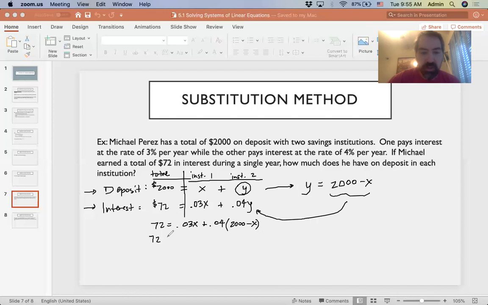Okay, distributing the 0.04. 0.04 times 2,000 is 80. 0.04 times negative X is negative 0.04X. And now combine like terms. 0.03X minus 0.04X is negative 0.01X.